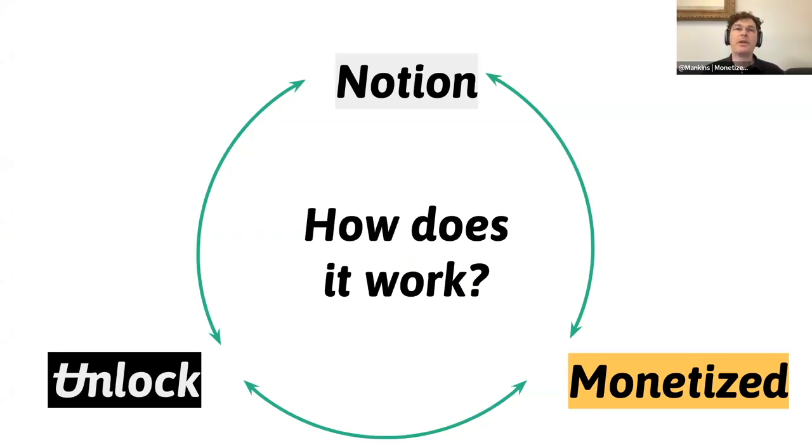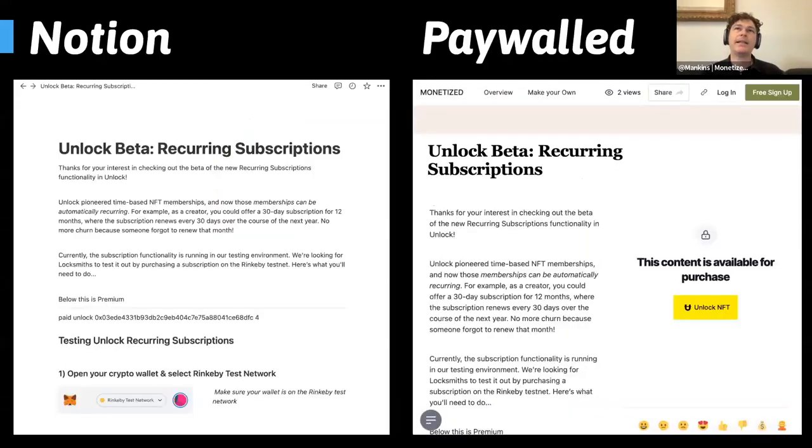Great. So how does this work? Basically, if you're not familiar with Notion, it looks like the left-hand side. So this is a Notion blog post. And then on the right-hand side, you see that Notion post inside of monetized in a paywalled state.